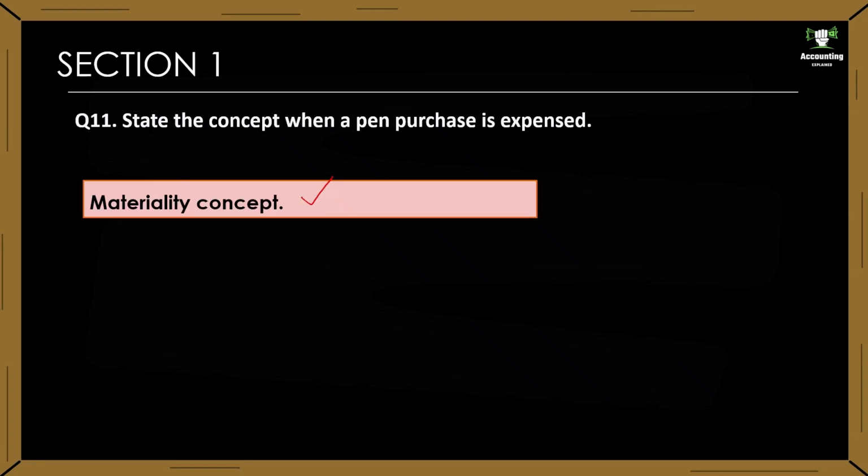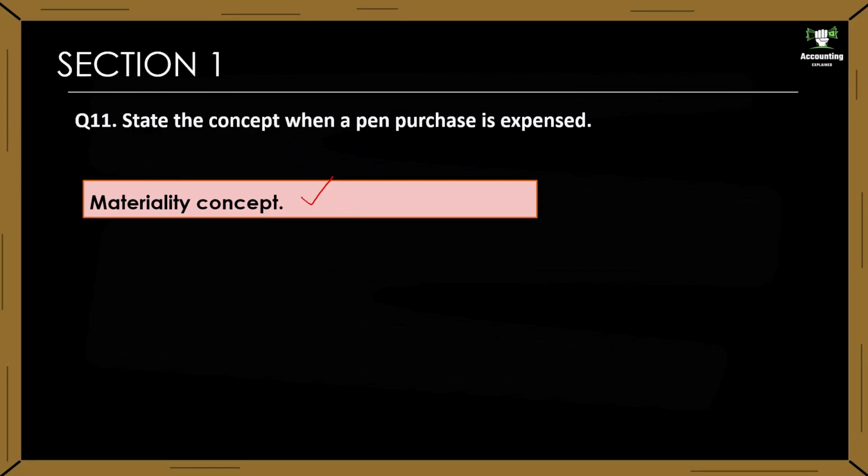Answer is materiality concept. I'll explain this. You are going to purchase a pen. You will be using it for 2-3 years. You can change the refill, you can change the ink, so you can use it for a longer period of time. If you use some items for a longer period of time in the business, it is treated as an asset, no? But a pen cannot be considered as an asset because it's a low value item.